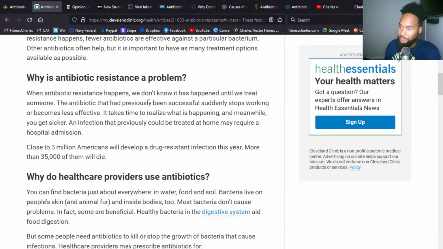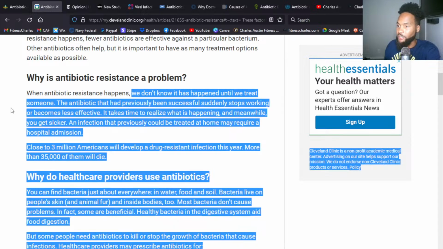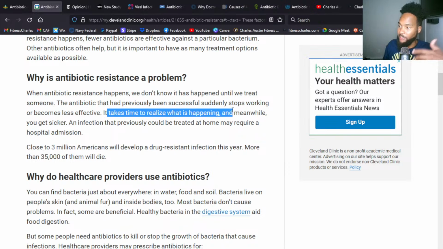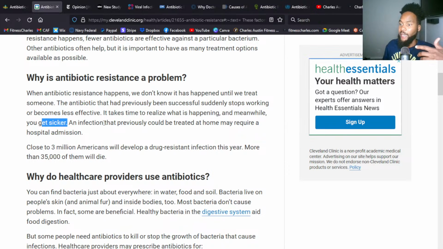So why is this a problem? Well, one of the biggest reasons why it's a problem is because you don't necessarily know that there is antibacterial resistance until you actually start treatment. So again, somebody goes in for some type of bacterial infection and takes the antibiotics, and then the doctors are puzzled and wondering why this is not being effective, right? So sometimes it takes time to realize what's going on, and you get even sicker. And the sicker you get, the infection can run its course, and in some instances, you can die from this.